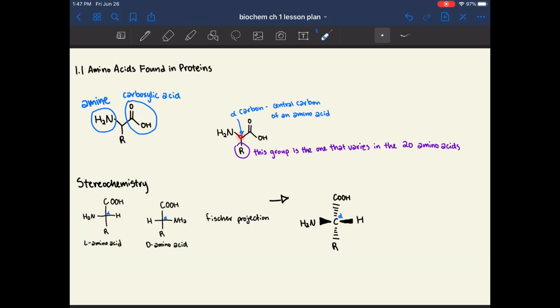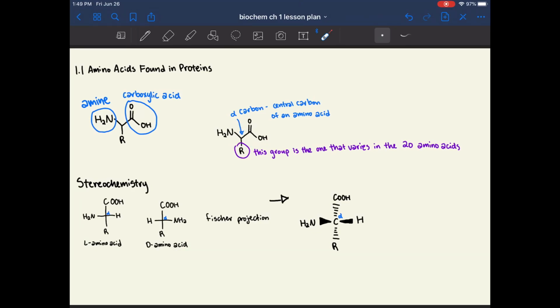So this alpha carbon is a very important carbon, and you can think of it as the central carbon of your amino acid because it connects the amine, the carboxylic acid, as well as the R group. And this R group is the one that varies. Another important property of this alpha carbon is that it is a chiral center because it is attached to 4 separate groups. It's attached to an amine, our carboxylic acid, our R group, and a hydrogen.